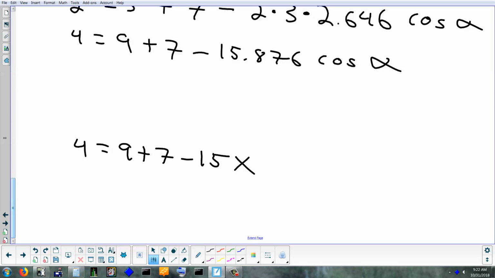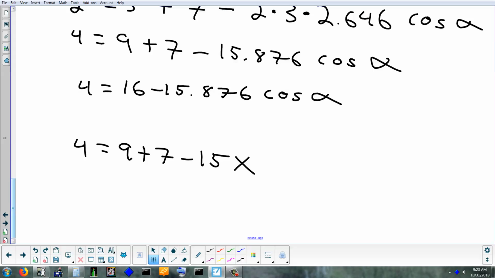If you can solve this equation, then you can solve the one above it. We have a number equals a number plus a number minus a number times something with a letter. So what would be the next step that I could do? It's actually the same step in both of these equations. Add 9 plus 7. So 9 plus 7 gives me 15.